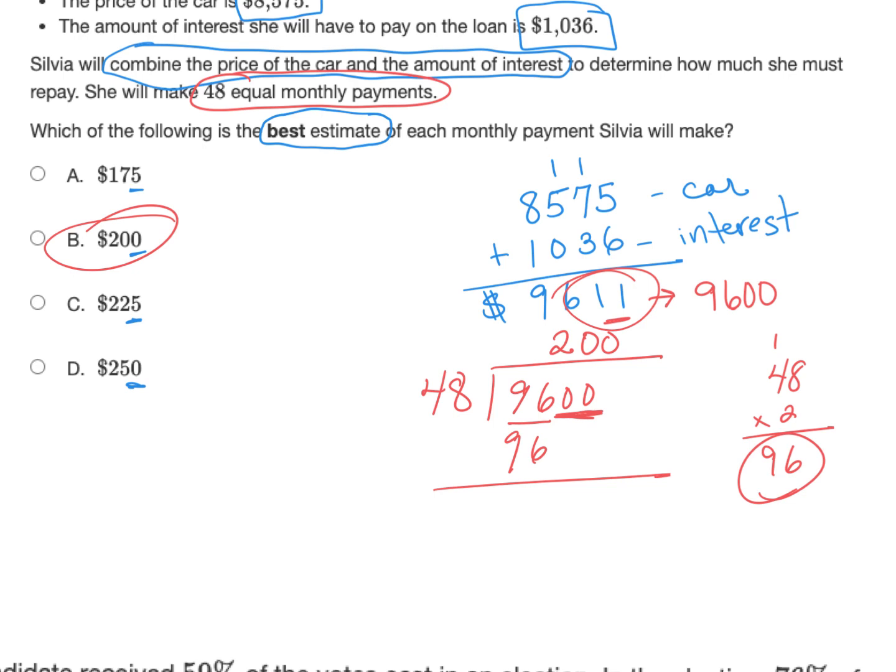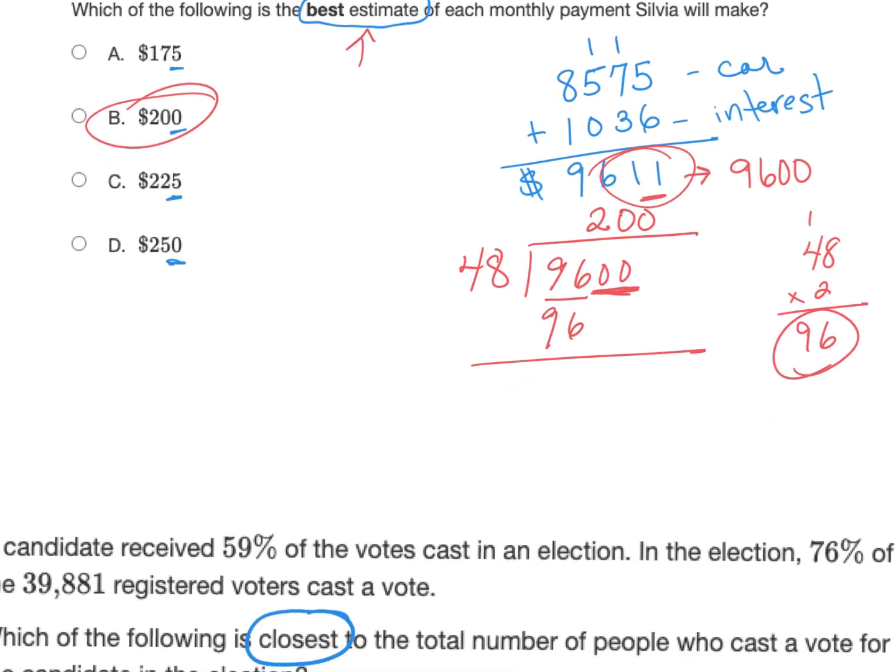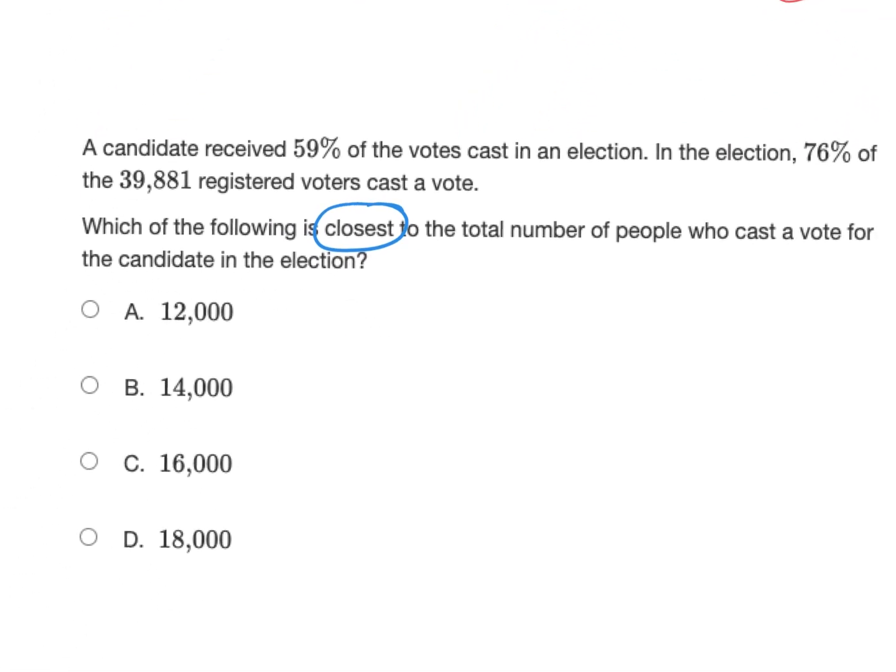So the idea behind rounding, anytime we see best estimate or closest, we are making our mathematics a little bit easier because we do not have a calculator for session 1. Okay, so let's take a look at this next one.